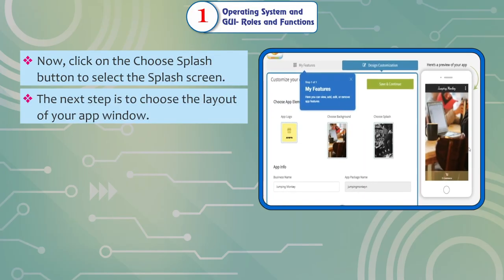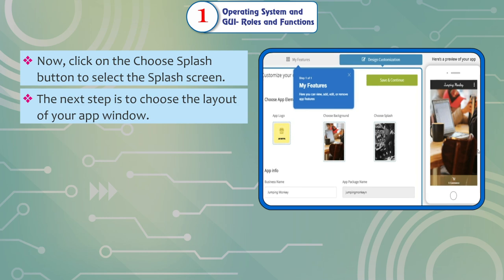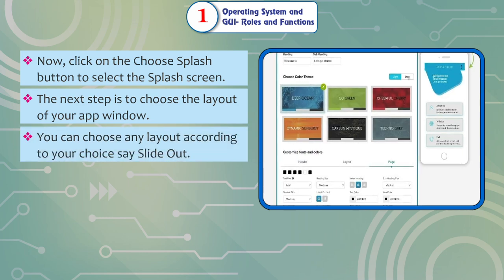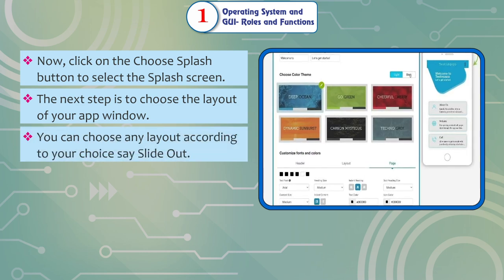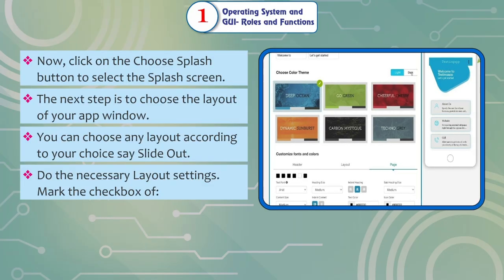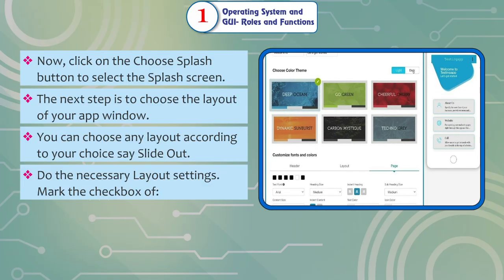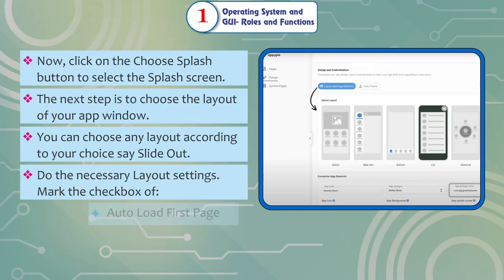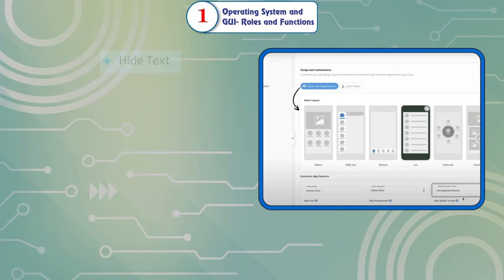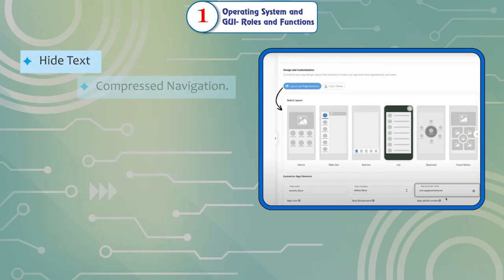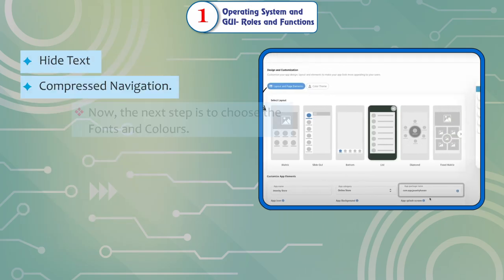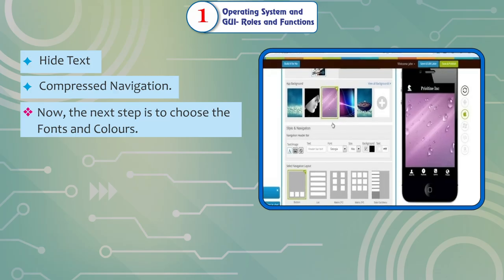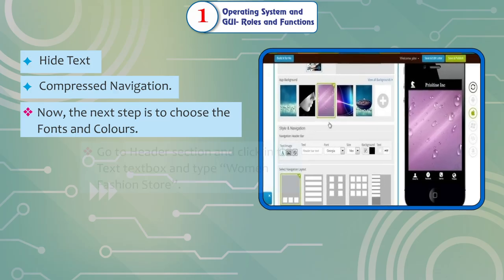The next step is to choose the layout of your app window. You can choose any layout according to your choice, say slide out. Do the necessary layout settings. Mark the checkbox of Auto Load First Page. Hide text. Compressed navigation. Now the next step is to choose the fonts and colors.